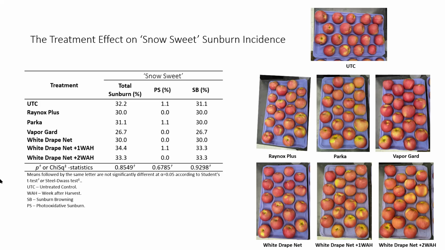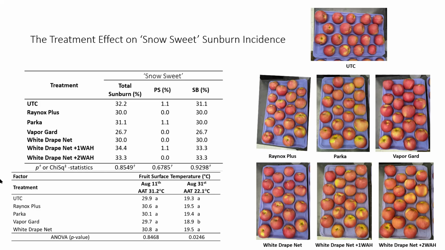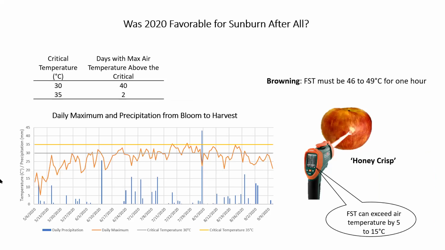However, what I want to point out here is that fruit surface temperature correlates with sunburn development. When we measured fruit surface temperature on the Snow Sweet, we noticed that Vapor Guard managed to reduce it to some degree. From the sunburn incidence table, we see that although it was not statistically significant, Vapor Guard had the lowest total sunburn incidence. So after all, was 2020 favorable for sunburn incidence? Not more than any average season.